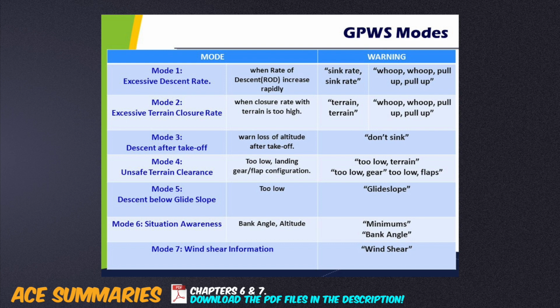The captain may override a GPWS warning considering the aircraft is 1,000 feet vertically and 1 kilometer horizontally clear of clouds with 8.5 kilometers of visibility, flying in daytime, and obviously not in danger.